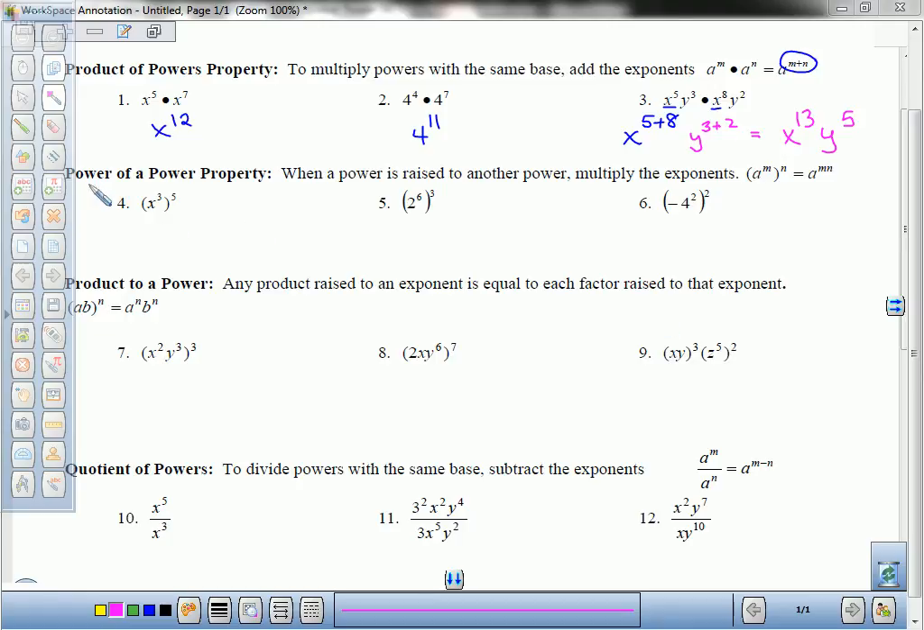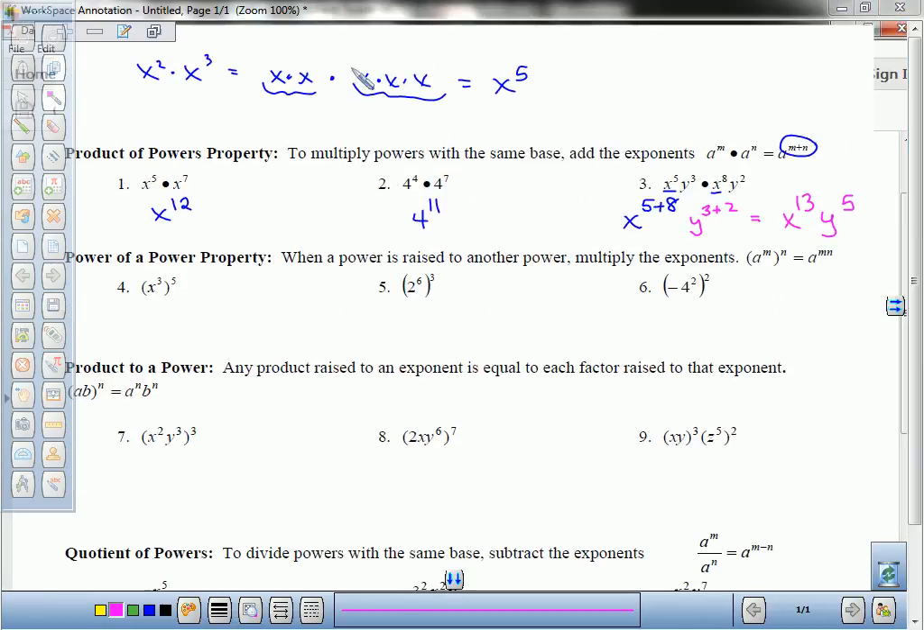All right, so the next one is called the power of a power property. All that means is we're taking a power and raising it to a power. So let's talk about what that would look like if we went back to our simple example. Let's say we had x squared, this time raised to the 3rd. What does that mean? That means we have an x squared and another x squared and another x squared. That means there's 3 of them. 1, 2, 3. So what is 2 plus 2 plus 2?